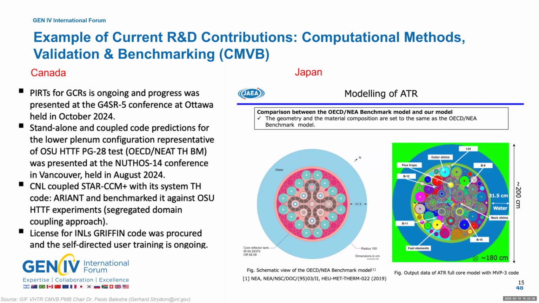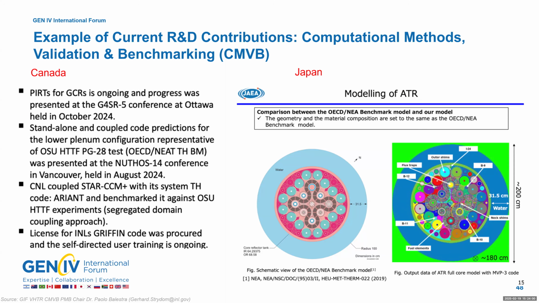Another example here is from Canada's contribution. Last year and the year before, they spent some time looking at phenomena identification and ranking tables, PIRTs, for gas-cooled reactors, and they presented the results at the GIF conference last year as well. Canada, CNL specifically, is a significant participant in the high temperature test facility benchmark. It's an OECD benchmark now of the old Oregon State facility, the HTTF. So the Canadian team is participating there with both system codes and CFD codes.